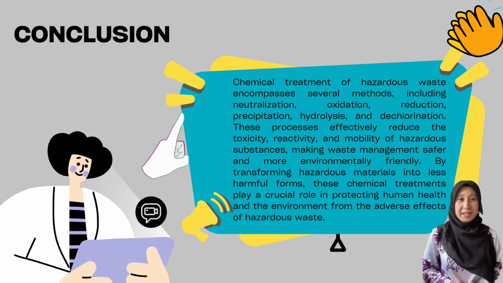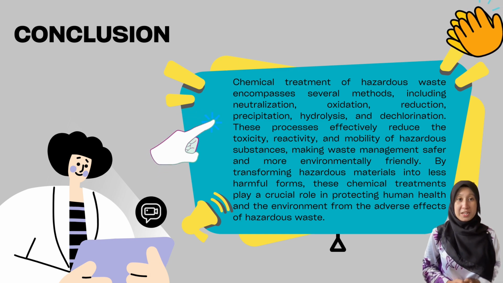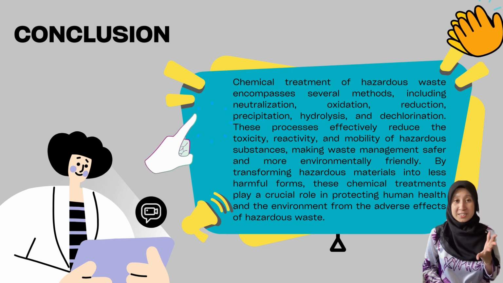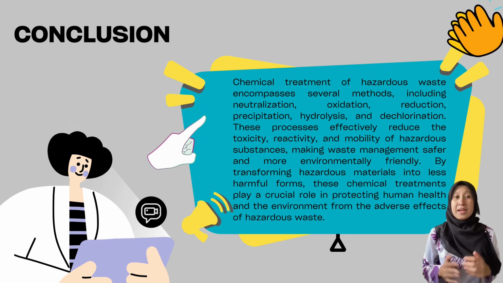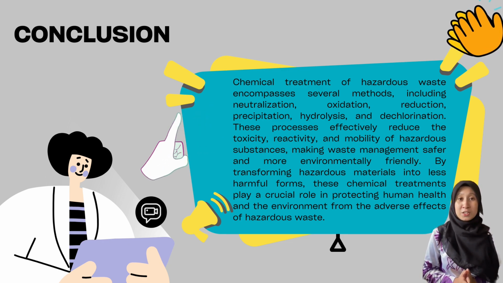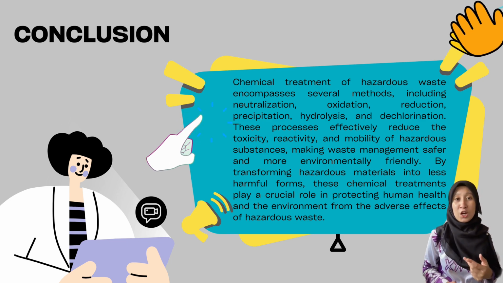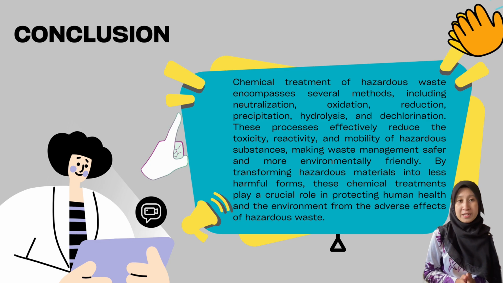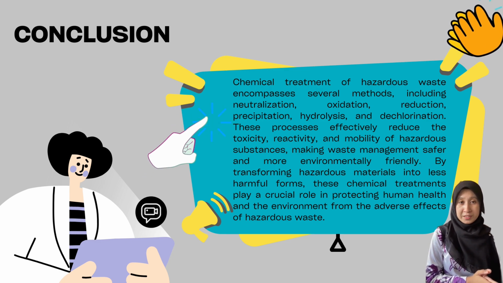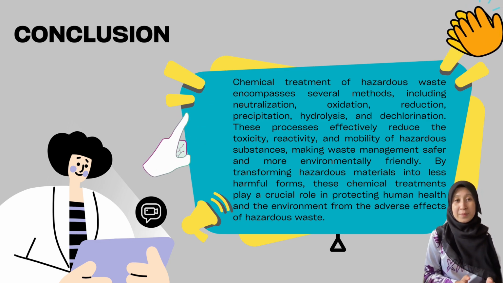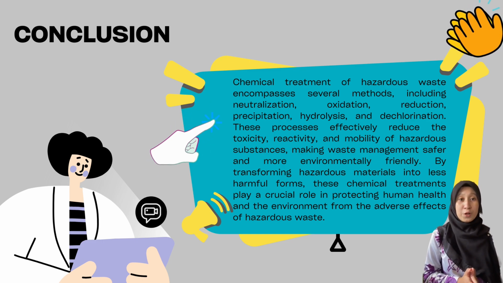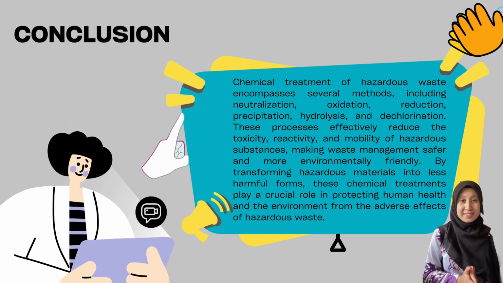In conclusion, chemical treatment of hazardous waste encompasses several methods including neutralization, oxidation, reduction, precipitation, hydrolysis, and dechlorination. These processes effectively reduce the toxicity, reactivity, and mobility of hazardous substances, making waste management safer and more environmentally friendly. By transforming hazardous materials into less harmful forms, this chemical treatment plays a crucial role in protecting human health and the environment from the adverse effects of hazardous waste.